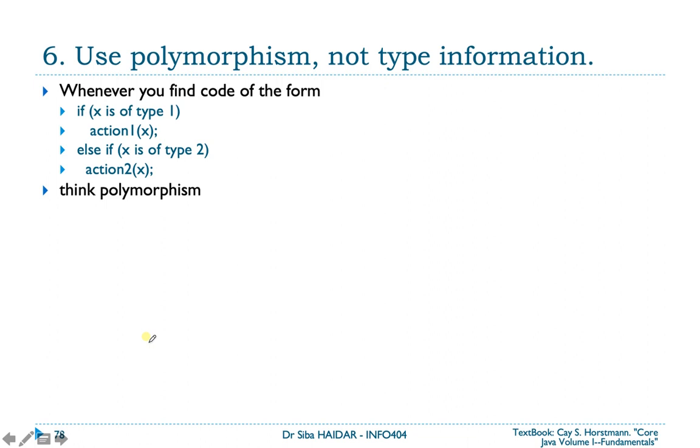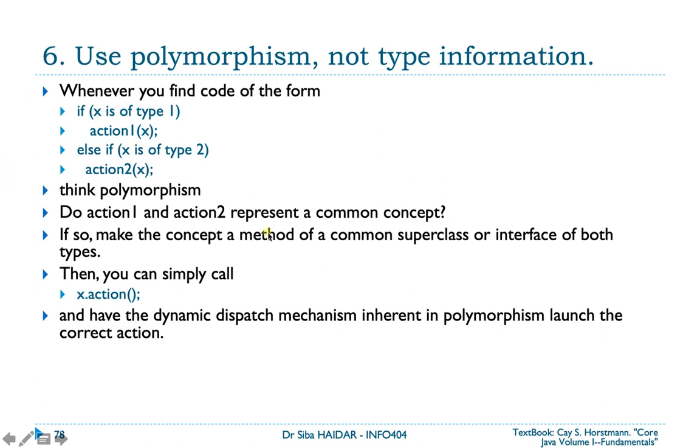Rule number 6, polymorphism. Use polymorphism, not type information. Whenever you find your code in the form of if X is of type 1, action 1 of X, else if X is of type 2, action 2 of X, using getClass or instanceof or whatever, don't do this. Instead, think polymorphism. Do action 1 and action 2 represent a common concept? If so, make the concept a method of a common superclass of X or an interface of both types.